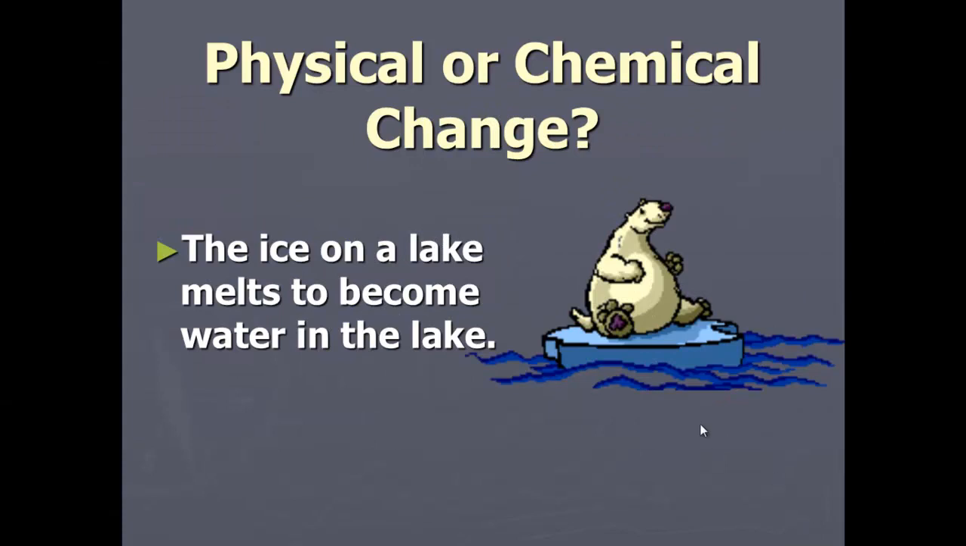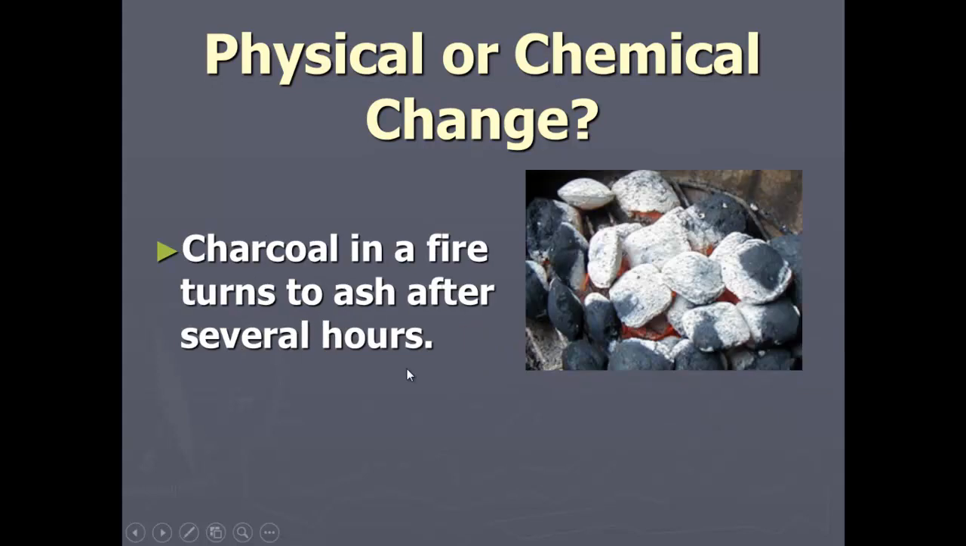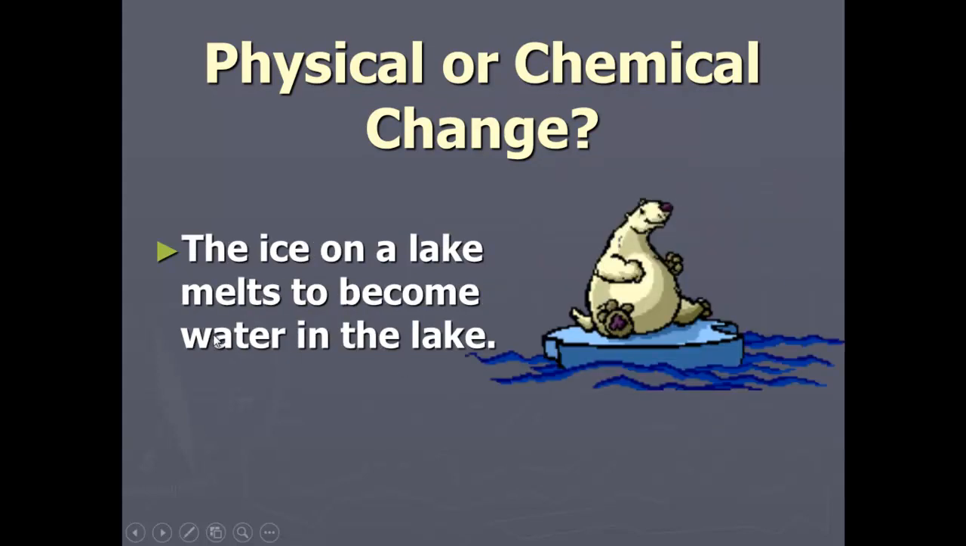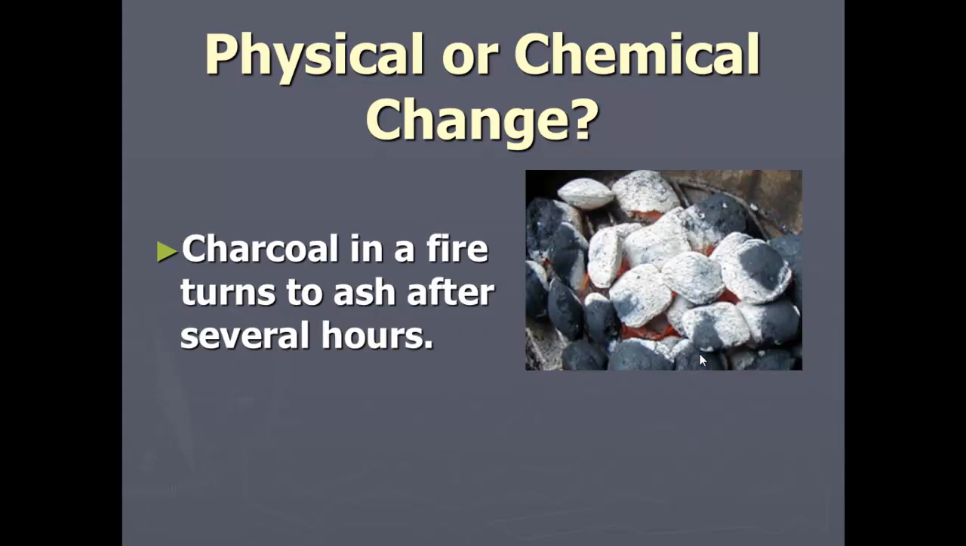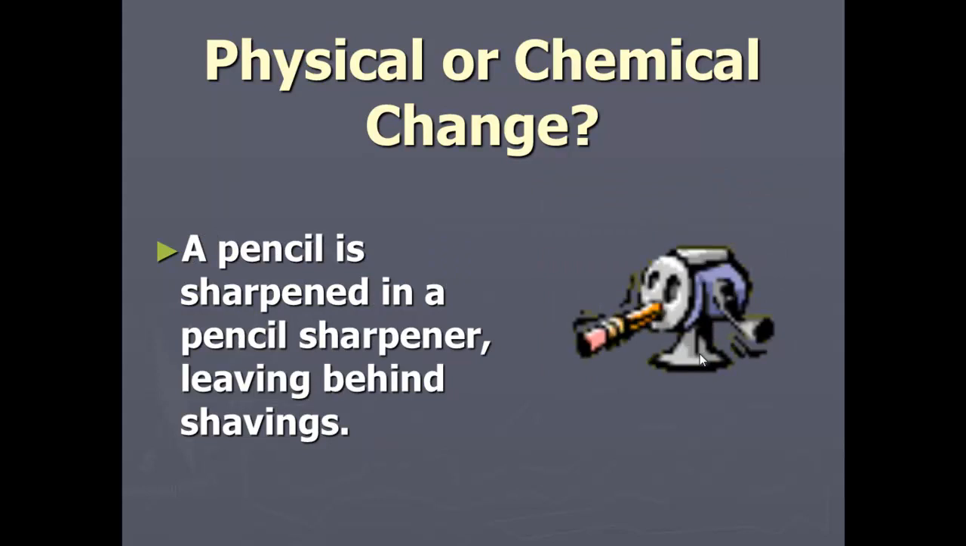The ice on the lake melts to become water in the lake. So this is melting. Is it a physical change or chemical change? Physical. Excellent. A fire turned to ash after several hours. Is it chemical or physical? Yes, chemical. Why? Because it produced new material.